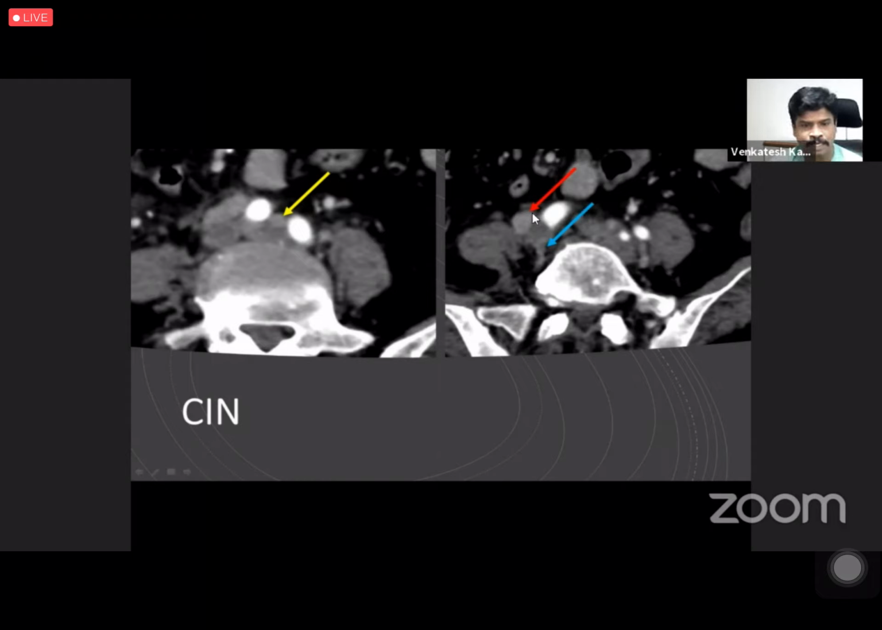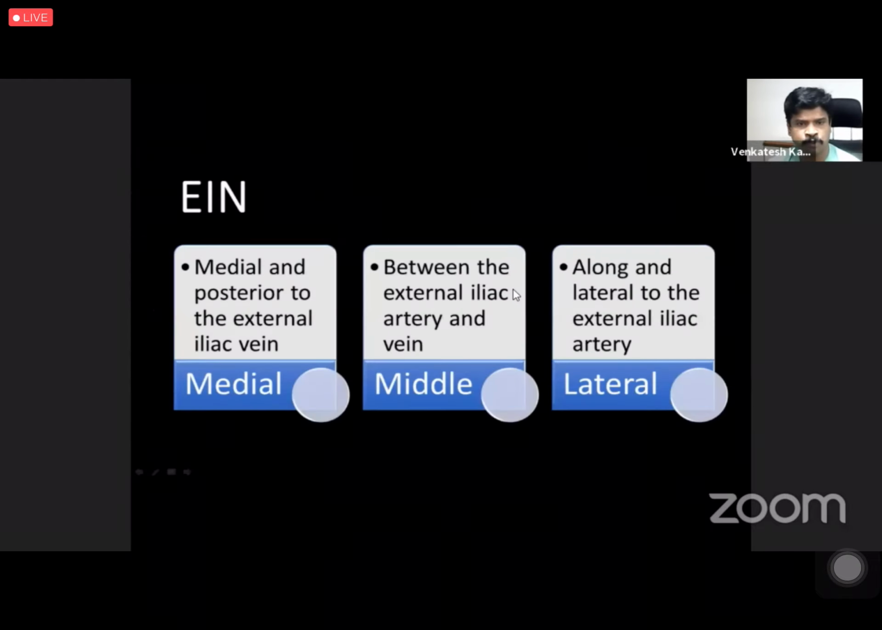And when it comes to the lateral aspect, if you're appreciating a lymph node lateral to the vessels, it is the lateral group of the lymph nodes. Similarly, the external iliac group, again, is classified into three: medial, middle, and lateral. The medial group of the lymph nodes are usually seen medial and posterior to the external iliac vein.